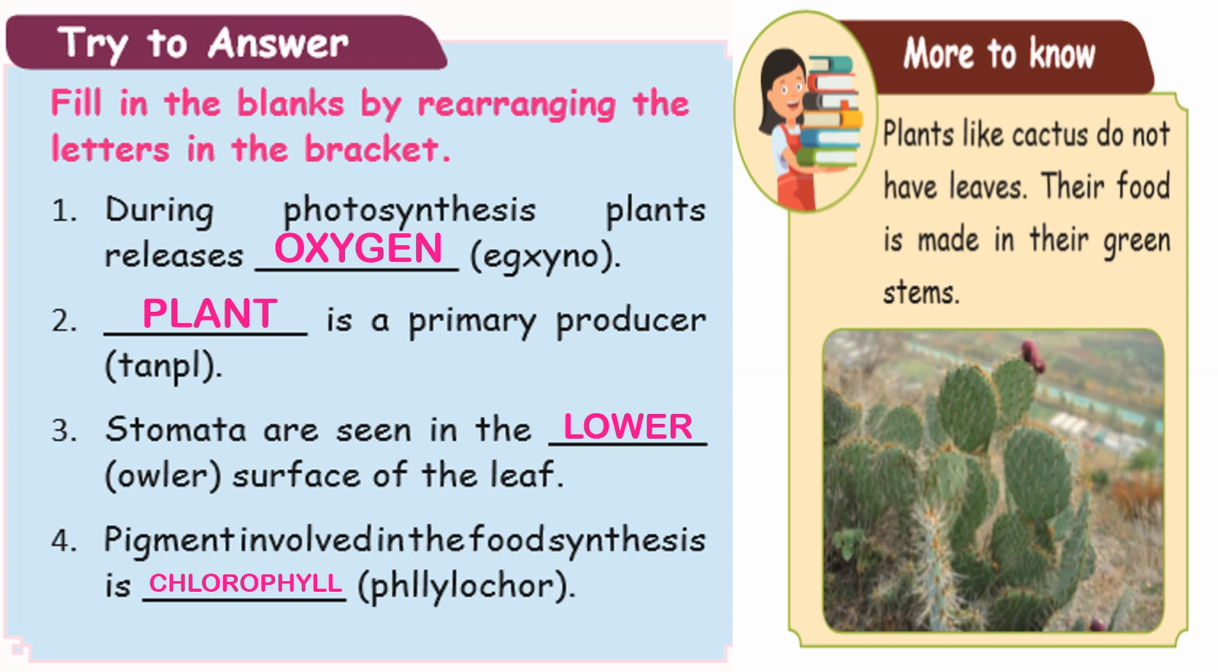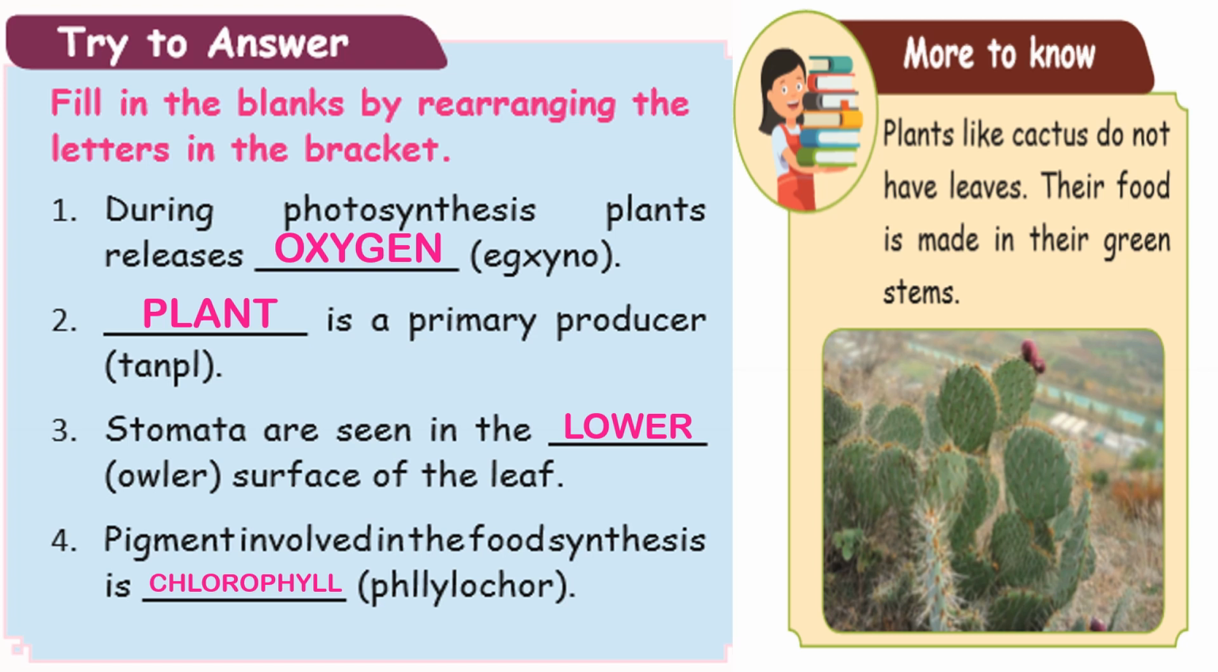Try to answer. Fill in the blanks by rearranging the letters in the bracket. Number 1. During photosynthesis, plants release dash. The answer is oxygen. Number 2. Dash is a primary producer. The answer is plant.